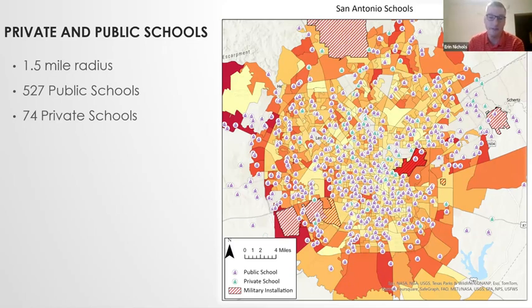The way I depicted this on the map is the amount of schools within a 1.5 mile radius. The lighter colors represent a close proximity for residential locations to a school, and the darker areas represent a much further distance from those schools.